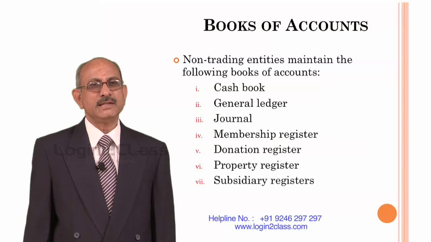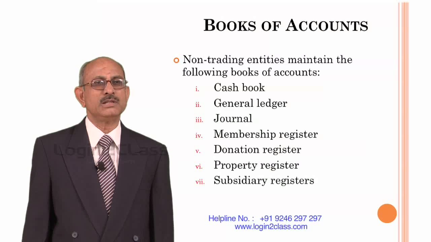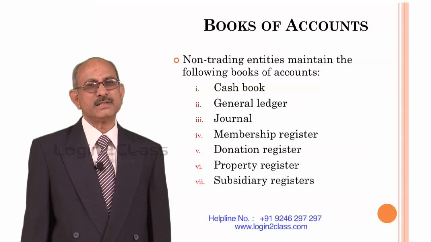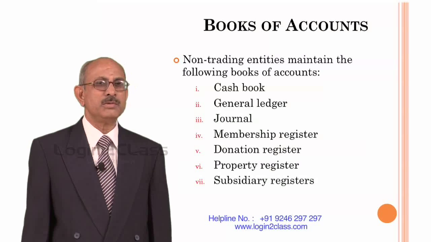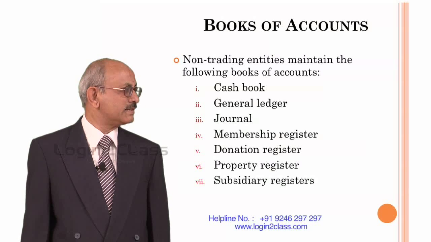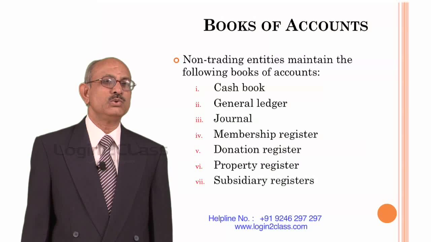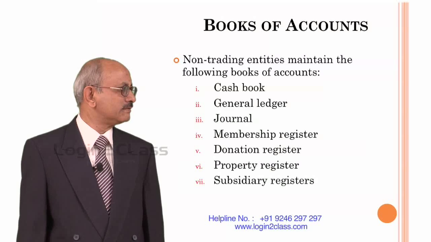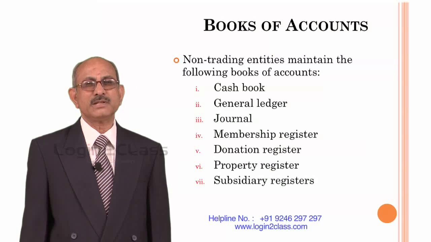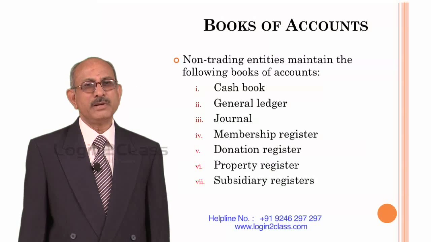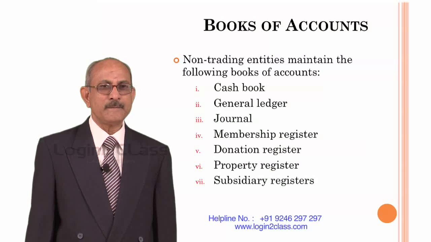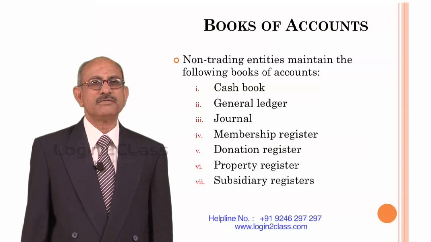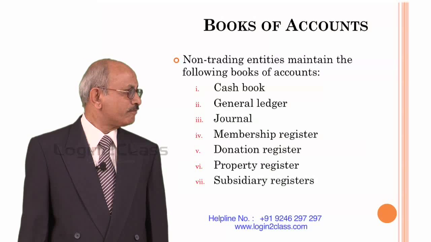The property register is the register detailing all the properties owned by the non-trading organization, whether they are movable assets or non-movable assets. And subsidiary registers are registers to take care of different aspects of the non-trading organization. For example, what is the subscription received from the members, how many subscriptions are in arrears, and what kind of activities they undertake. All these are maintained through different subsidiary registers.